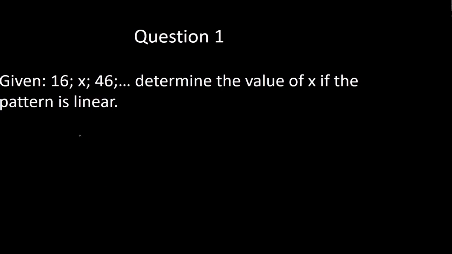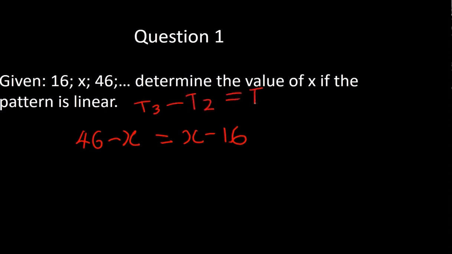All right, so I'm going to say the common difference will be constant, so therefore x minus 16 is equal to 46 minus x. In other words, term 3 minus term 2 is equal to term 2 minus term 1. And obviously the reason that we can do that is because we were told that this number pattern is linear. Okay, now we need to solve for x.